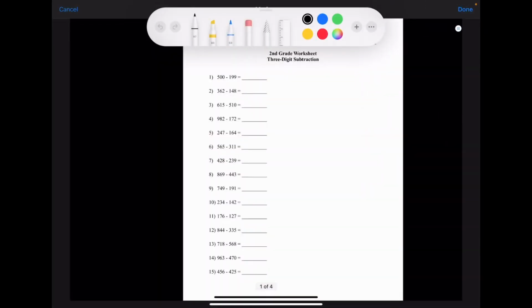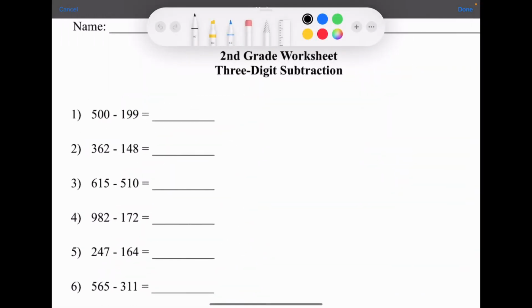Hey guys, today we're going to be going over the second grade worksheet. The first page is 3-digit subtraction. So for number 1, it's going to be 500 minus 199. In 3-digit subtraction, it's just like any other subtraction, like 2-digit subtraction or 1-digit subtraction.